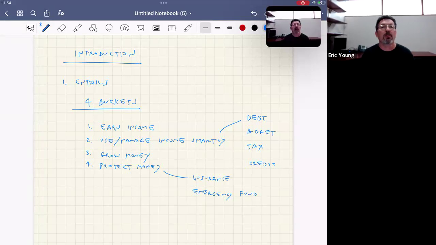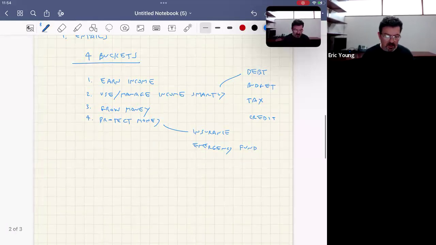This is where we protect ourselves. So these are the four functions that I use to teach the essence of personal finance. We're going to learn how you earn money, how you use it smartly on a day-to-day basis, how you control your money and not let your money control you. We're going to grow it with investing, and we're going to protect it with insurance. And those are the four buckets that we have.